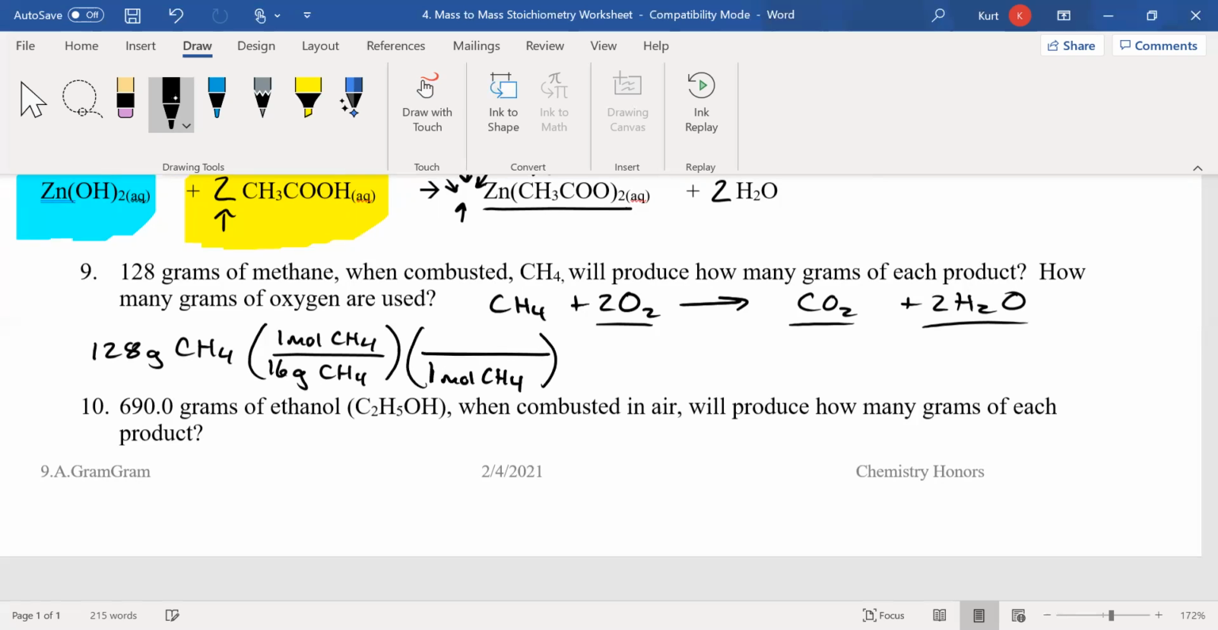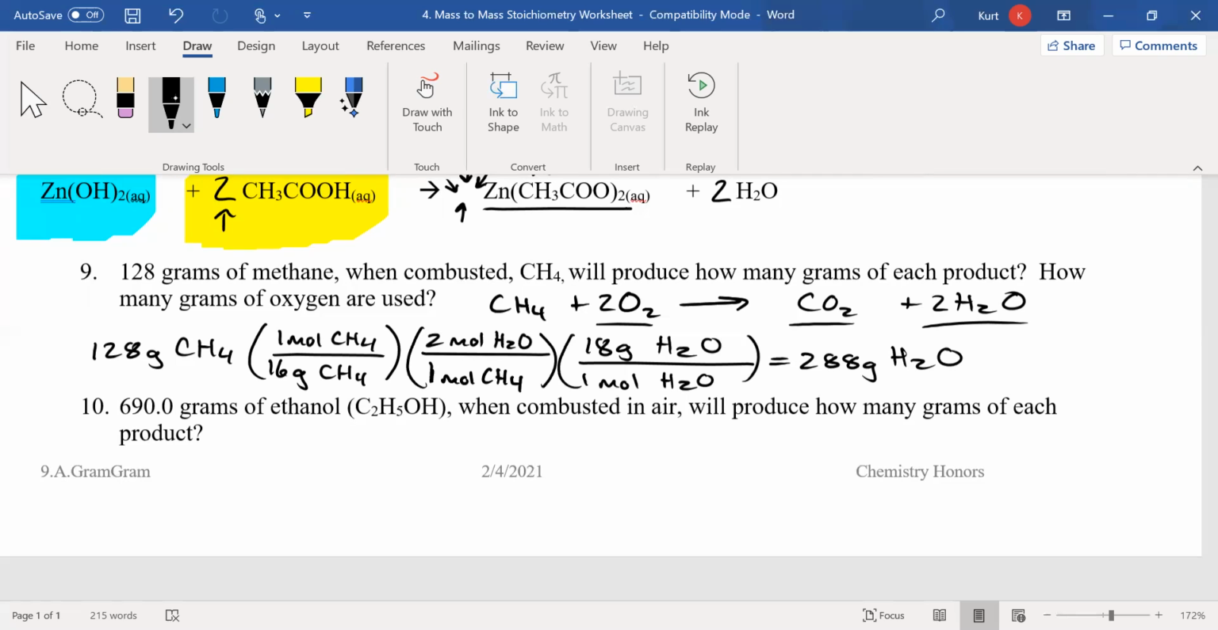The next substance is water. 2 moles of water on top for the second step. And I wanted you guys to memorize this. What is the mass of water? 18 grams. Trust me, you're going to be dealing with it so much, it's best just to memorize it. So for water, that is 128 divided by 16 times 2 times 18. I got 288 grams of water. Did you get that? Yeah. Okay.